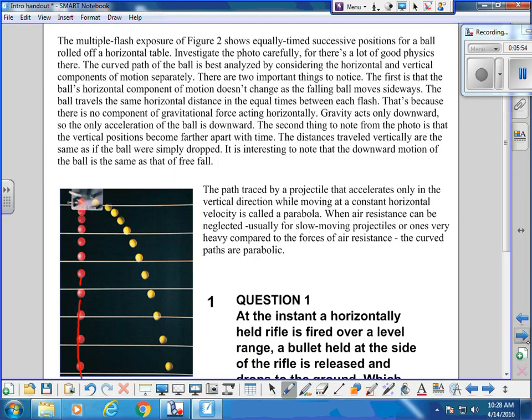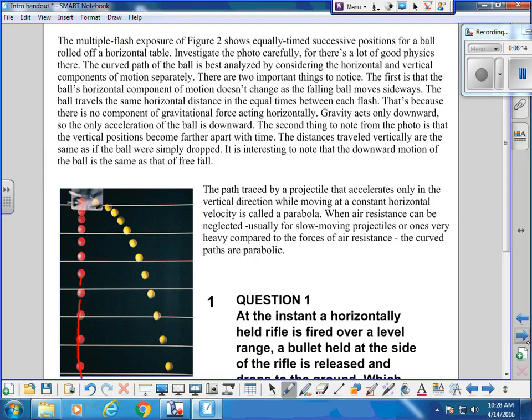Investigate the photo carefully, for there's a lot of good physics there. The curved path of the ball is best analyzed by considering the horizontal and vertical components separately. There are two important things to notice. The first is that the ball's horizontal component of motion doesn't change as the falling ball moves sideways. The ball travels the same horizontal distance in the equal times between each flash.